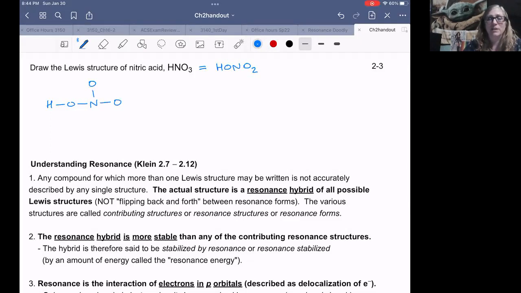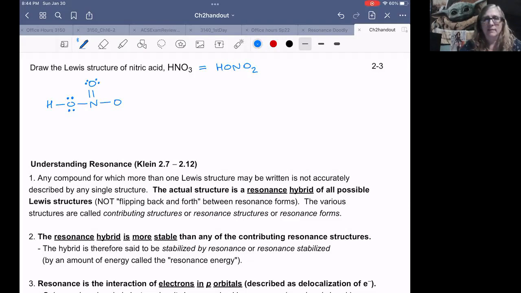Again, if you want to pause the video, that would be a great exercise for you to do. I will continue drawing it. Remember, the goal is to fill as many octets as possible. And so let's see, adding 2 lone pairs to the oxygen would be pretty good. And maybe this top oxygen, again, 2 bonds, 2 lone pairs, so I can add a pi bond here.